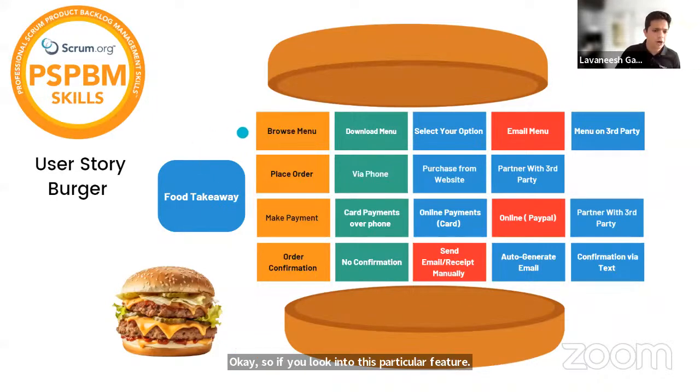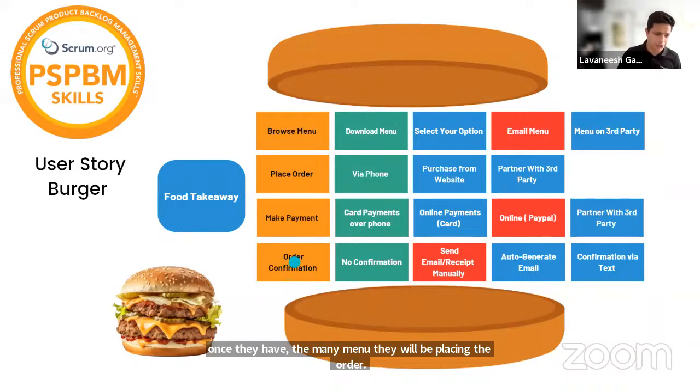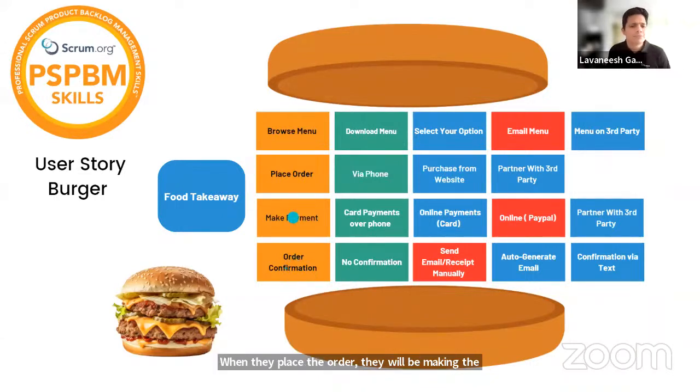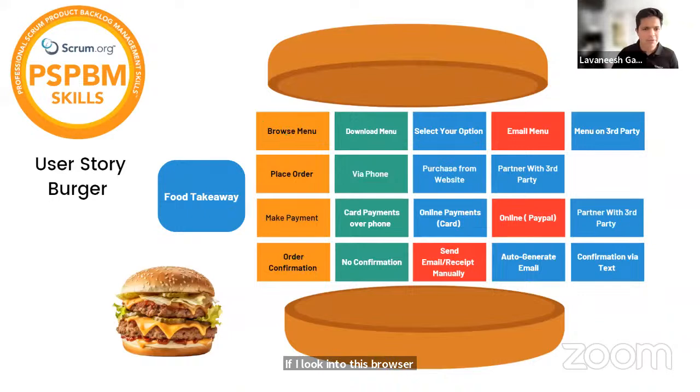Okay, so if we look into this particular feature, each food order will have all these four steps. One is browsing the menu. Another would be, once they have browsed the menu, they will be placing the order. When they place the order, they will be making the payment, and after that, the order confirmation. Now if I look into this browse menu option, let's say that's the first step, how can a user or a customer browse the menu?